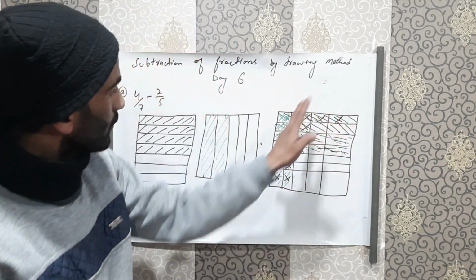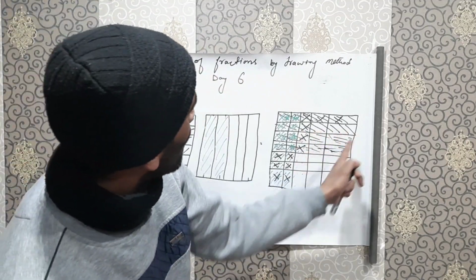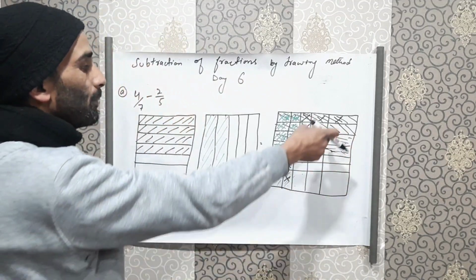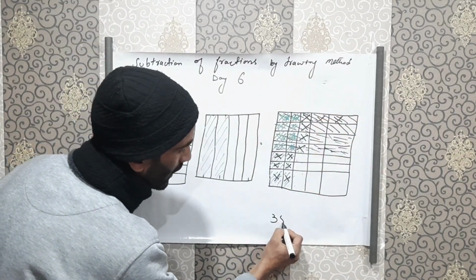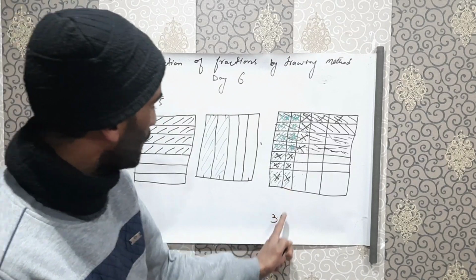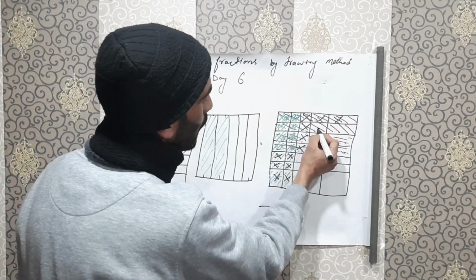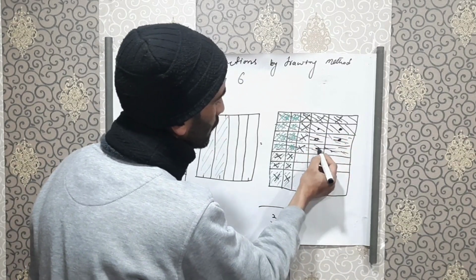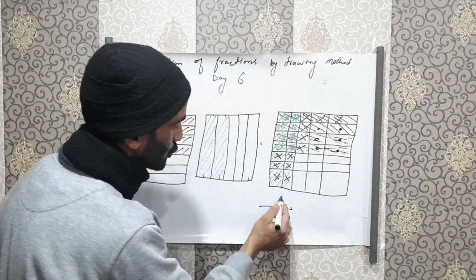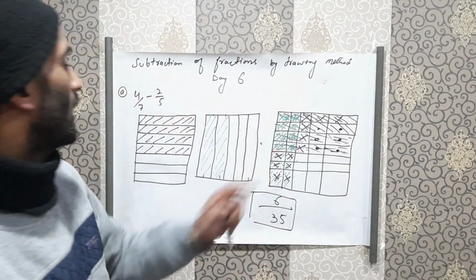And now we have to check how many remain left, how many we have not cancelled. Just see here, first of all, how many parts are here? You can see these are 35 parts. And now how many remain left? You can see 1, 2, 3, 4, 5 and 6. So the answer is 6 by 35. This is by the drawing method.